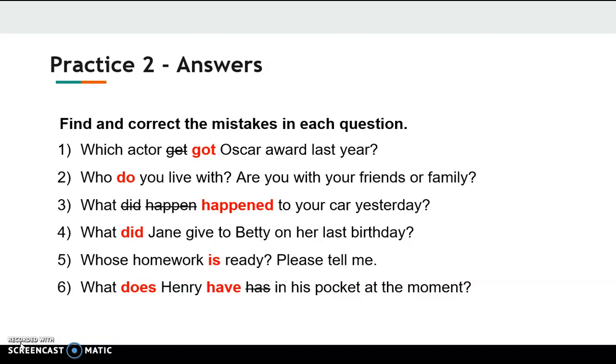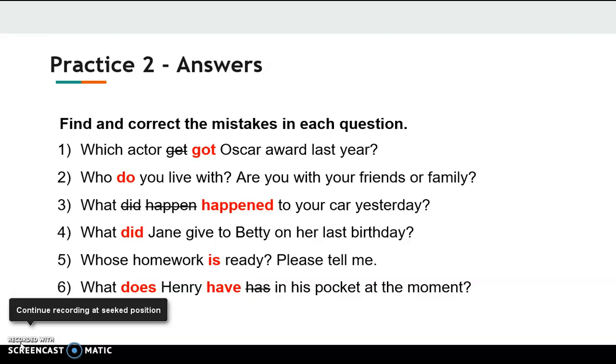Number 5. Whose homework is ready? Please tell me. In this subject question, we need simple present form of be. And whose homework is singular. That's why we need is.